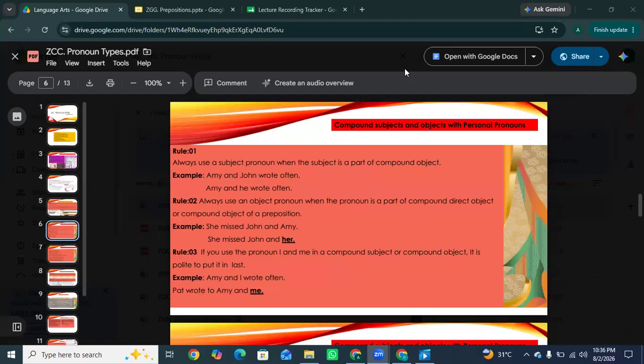Is it right? Like, "She missed John and she?" No, this is incorrect. She missed John and her, because John and her receives the action. Okay? So rule number 3 is: if you use the pronoun I or me in a compound subject or compound object, it is polite to put it last. Like, Emma and I wrote often.